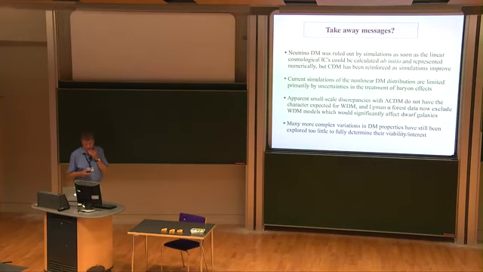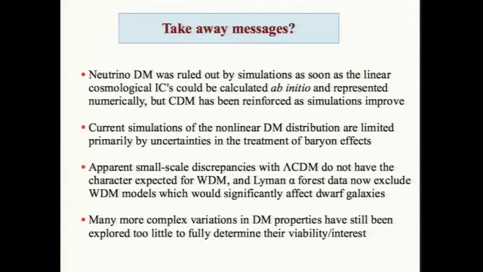So the takeaway message, I think, is that although it was easy to rule out neutrino dark matter immediately, once you could predict what it should do, cold dark matter has actually been reinforced so far by the simulations, and the effects we're looking at now are actually quite subtle.